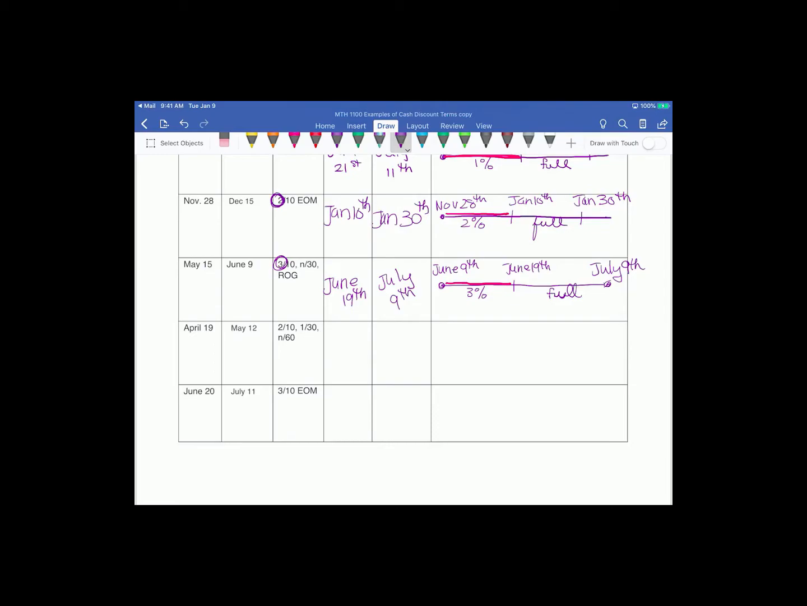In the next example, it doesn't have ROG, so I don't have to worry about starting my timeline on the date when the goods are received. It doesn't have end of month rules, so I'm just going to make a timeline without any of those special considerations. So I'm going to start on April 19th. I start on the invoice date unless it says ROG, then I start on the receipt of goods date.